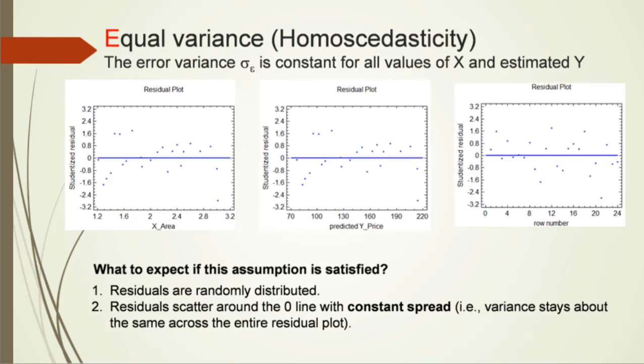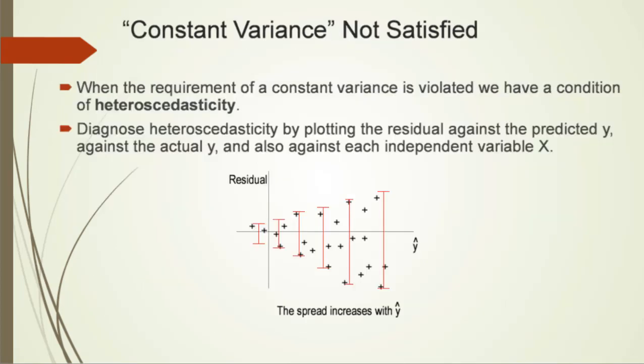The last assumption is equal variance, also known as homoscedasticity. We assume the error variance to be constant for all values of x and estimated y. What to expect if this assumption is satisfied? Residuals should scatter around the zero line with constant spread, so variance should stay about the same across the entire residual plots, regardless of whether the horizontal axis is x or estimated y. When the constant variance is not satisfied, we have a condition that's known as heteroscedasticity.